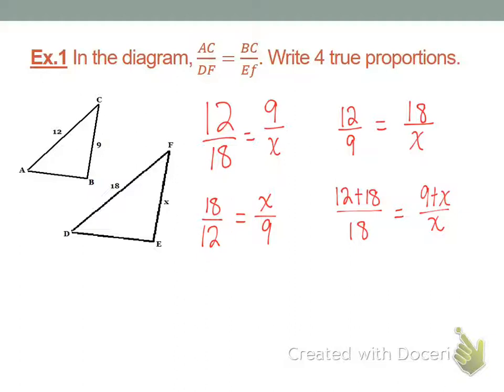Technically, we could write even more of them using that last property. We could do that for both of these also. So we could do 18 plus 12 over 12, x plus 9 over 9. But they said 4, we got 4. Questions about applying those properties to make multiple true proportions?